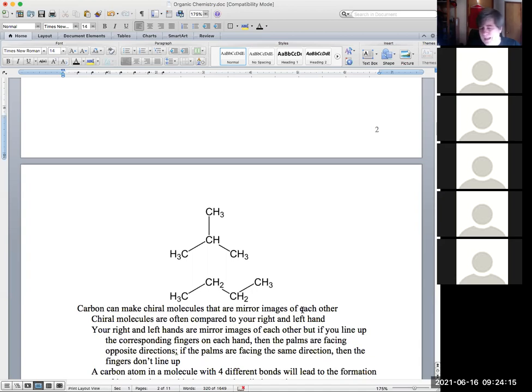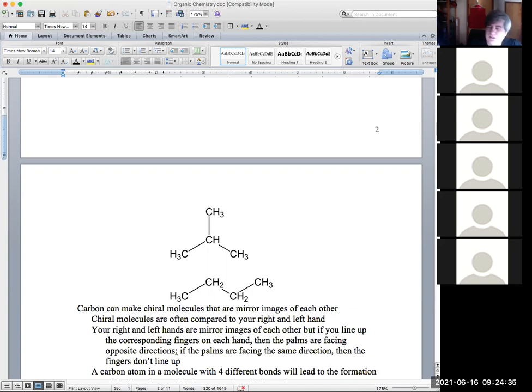Now, it might not seem like any big deal, but for living things, keep in mind isomers have different properties. Sometimes one isomer is something that you can eat, and another isomer is something that's actually poisonous.